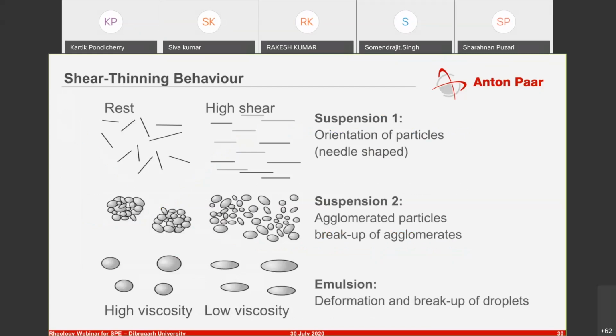So few reasons why you could see shear thinning behavior is, for instance, you can have the particles aligning in the direction of motion, or agglomerates breaking down, or you can have emulsions also deforming in the direction of motion. So principally what they do is they change their shape or their morphology in order to offer the lowest resistance towards motion, ergo offering lower resistance to flow and hence low viscosity.